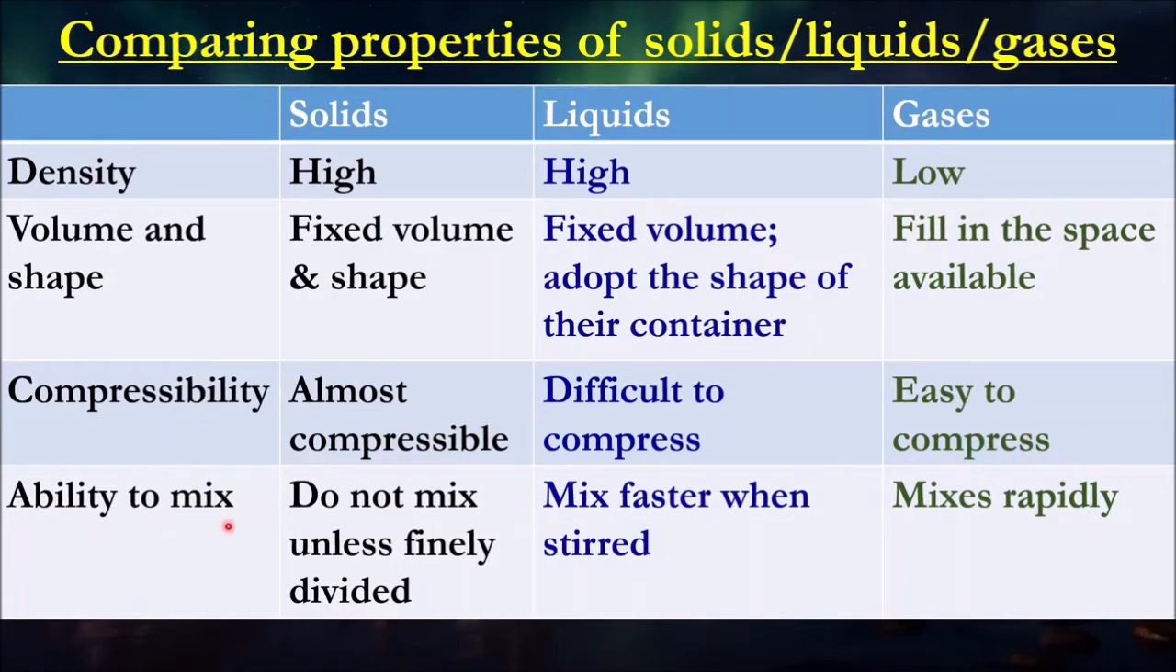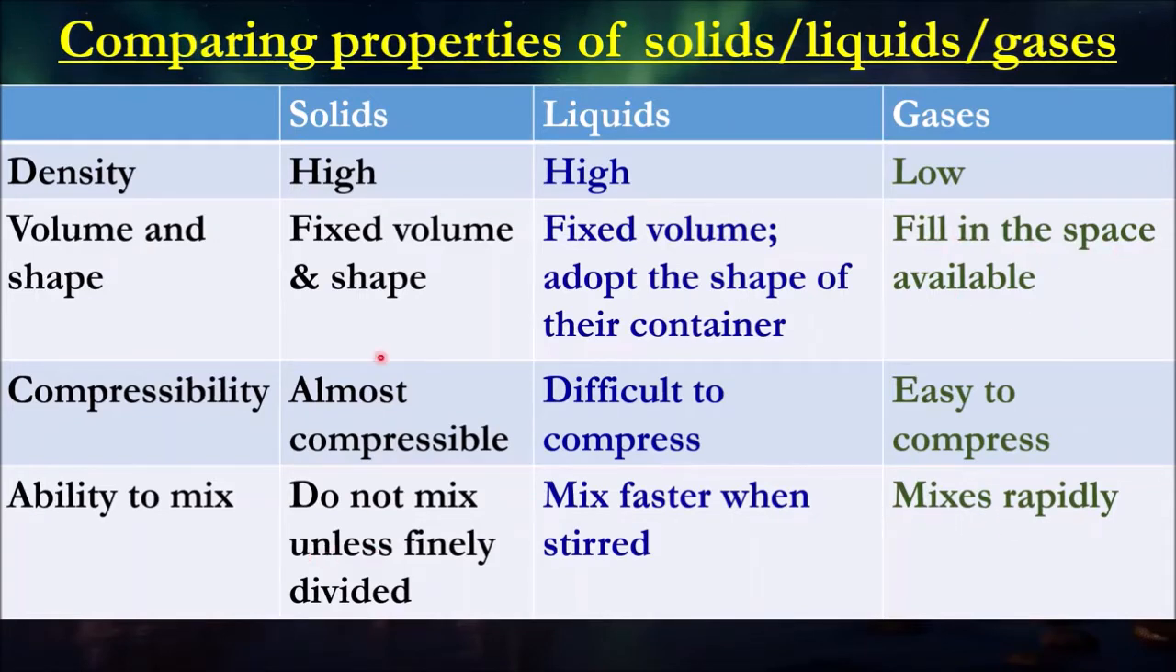And ability to mix, so how well can it mix? Solids, it can't be divided, so you can't really mix two solids together. Liquids, they do mix better than solids because there is a little bit more space, and obviously with a bit of stirring it mixes faster. And then if you have two gases together, or two mixtures of gases, they tend to mix very rapidly because of the amount of free space available.